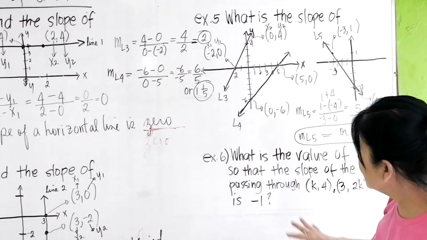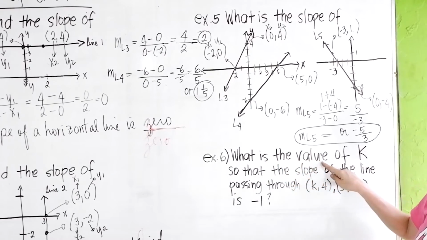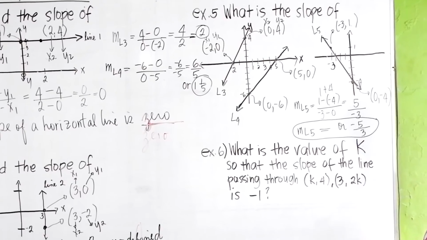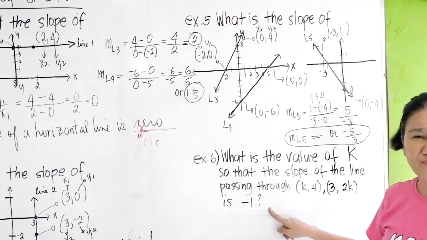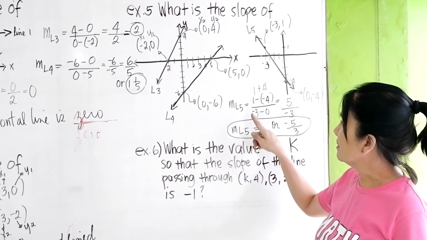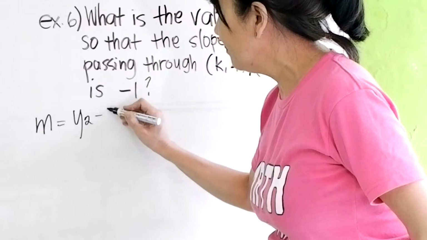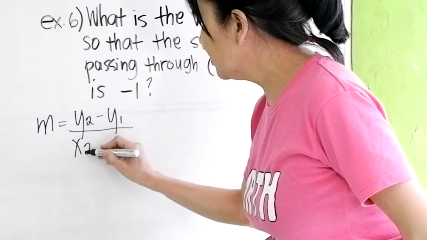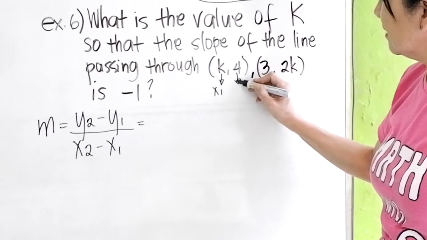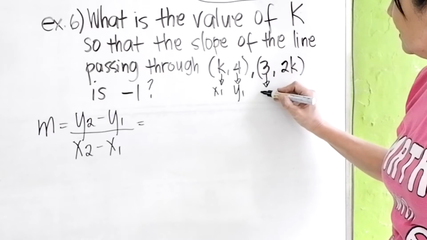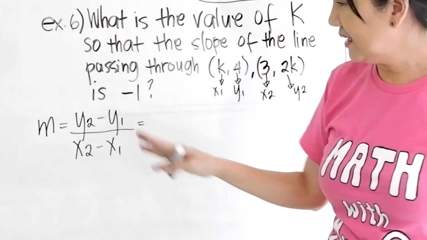Now, sometimes you will be given an application like this in example 6. What is the value of k so that the slope of the line passing through (k, 4) and (3, 2k) is negative 1? Simply apply the definition of slope. The slope, as per definition, is y sub 2 minus y sub 1 all over x sub 2 minus x sub 1. Here, we let this be our x sub 1, and then this is our y sub 1, and let this be x sub 2, and this is y sub 2.